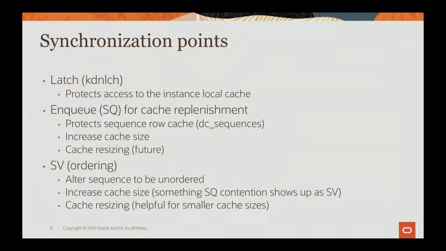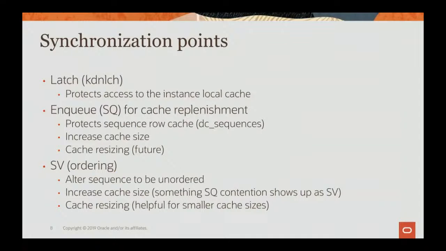So since we just looked at caching and ordering, let's see which parts of the sequence access each of these synchronization constructs protect. The first point of synchronization is related purely to cached sequences, and has nothing to do with order. This is the sequence latch. If you're ever looking at an AWR report where sequence has contention, you should see this as KDNLCH on the AWR report. This latch protects access to the instance local cache, so you have a separate latch for each instance.